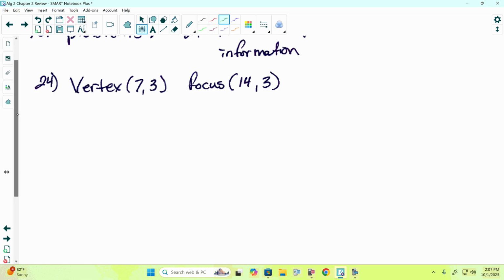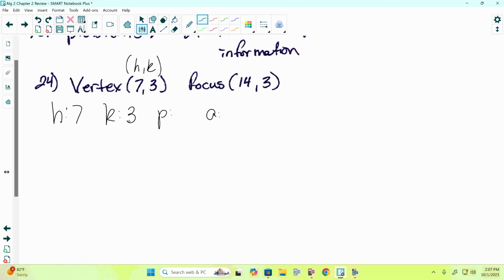Quickly, number 24. Given the vertex and focus or vertex and directrix, we want to find the equation of the parabola. Now this one gave us the vertex. Either way, we need to find the values of h, k, p, and a. Now h is 7, k is 3.